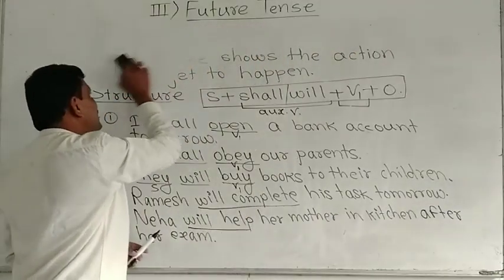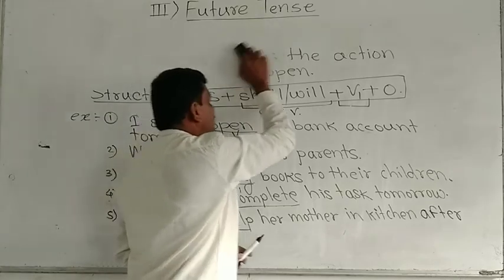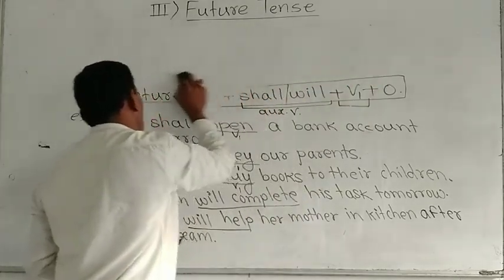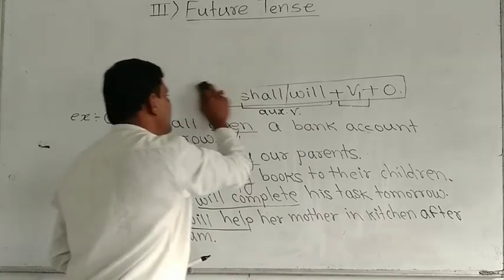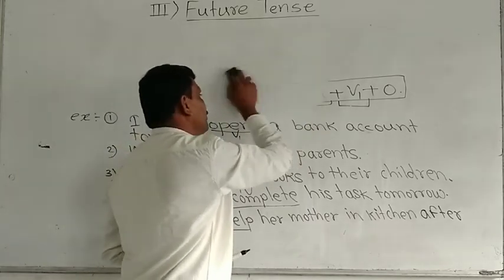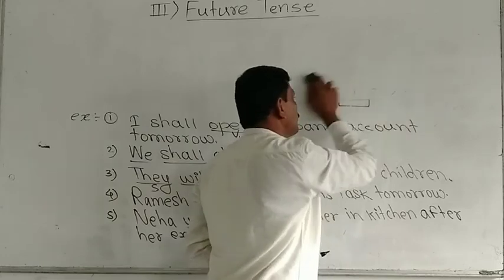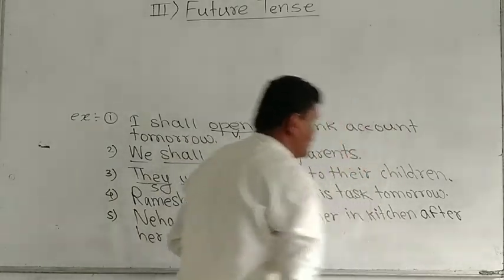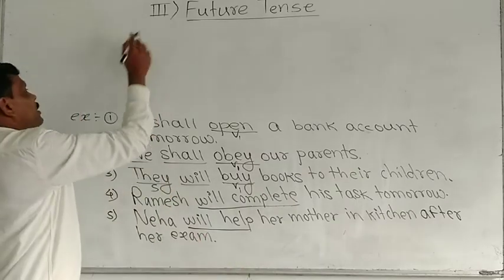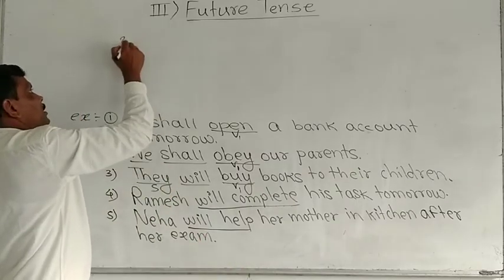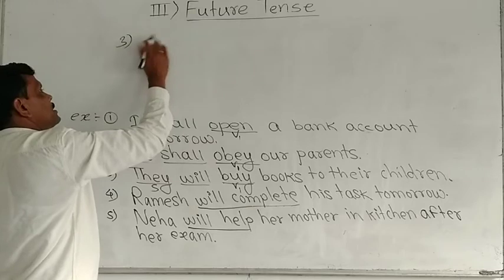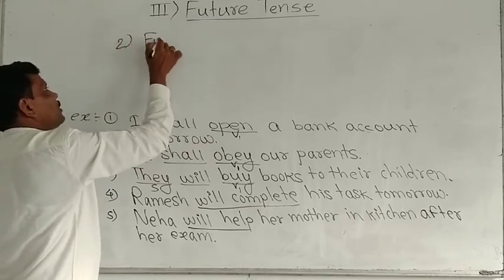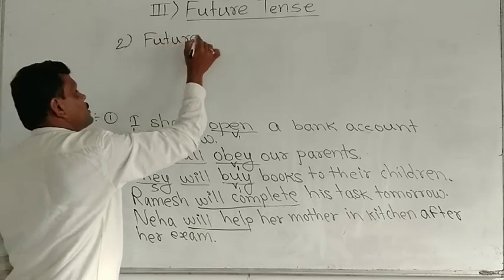The next form of the future tense, that is future continuous tense. We know present continuous tense. We have already known the past continuous tense, and now here the second form of future tense, that is future continuous tense.